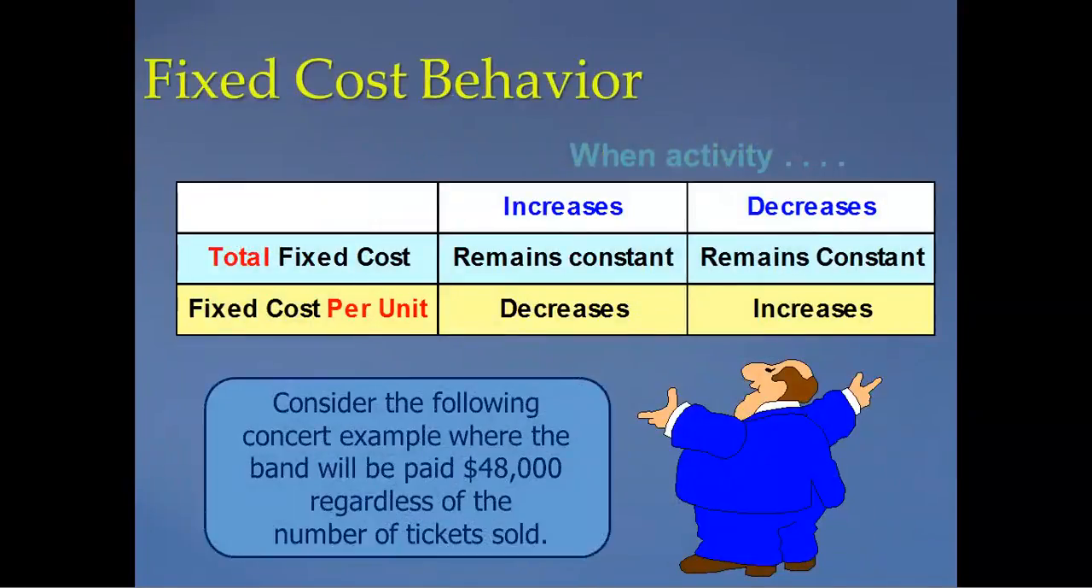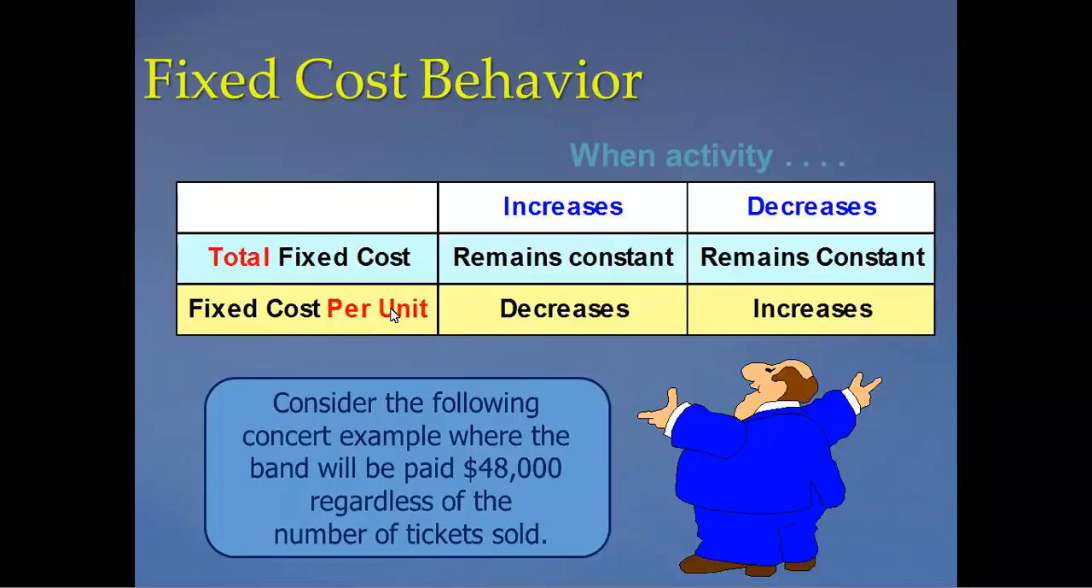Okay, let's first look at fixed costs. So fixed costs remain the same regardless of volume. So when the activity goes up, when the activity goes down, fixed costs are costs that stay the same. So the example they use is a concert. The band's going to be paid $48,000, and regardless of the number of tickets sold, the band will still be paid $48,000. That cost is fixed. Okay, so that's a fixed cost. So again, it remains the same whether it increases or decreases.